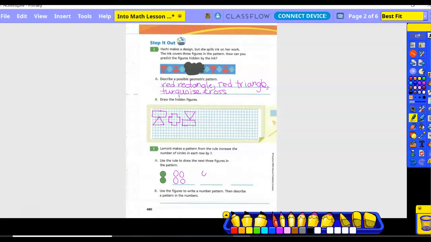So how many am I going to have in the next pattern? 6. 6, right? So 1, 2, 3, 1, 2, 3. How many am I going to have in the fourth pattern? 8. So 4 in each row.